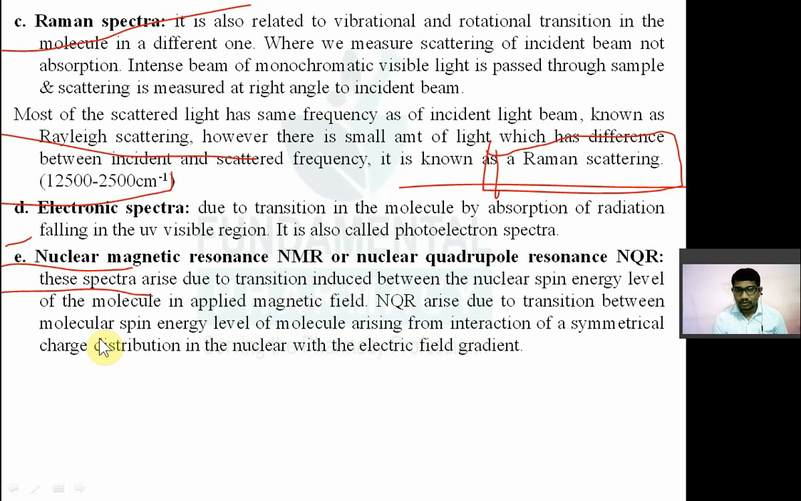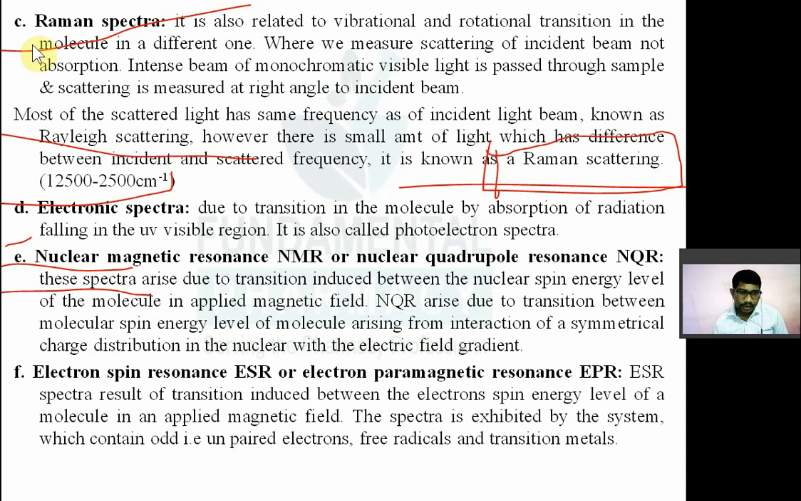So again NQR, that is nuclear quadrupole resonance, arises due to transition between molecular spin levels of the molecule arising from interaction of the symmetrical charge distribution in the nucleus with the electric field gradient. So NQR is not important for you.